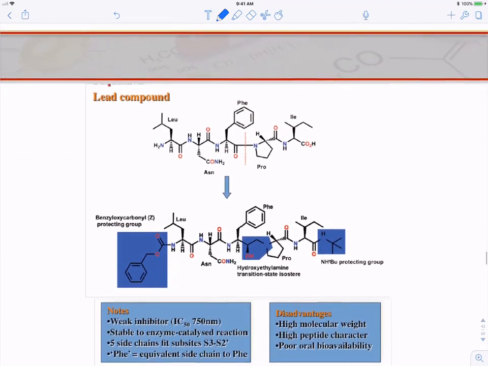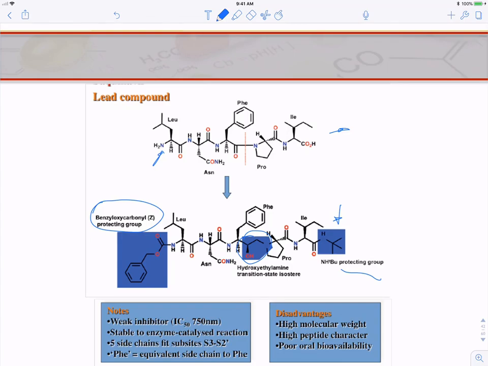The lead compound started from the natural peptide and was then altered to improve the ADME properties. We have mainly the hydroxyethylamine isostere here. Then isoleucine was replaced with this tert-butyl group, which is also a protecting group. And the rest of the protein was mimicked with this benzyloxycarbonyl group, which is again a protecting group.